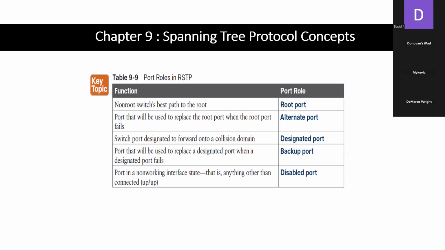So let's take a step back. The root port that we learned about in regular spanning tree can have a backup port, which is the alternate port. And the designated port can have a backup port, which is the backup port. Last but not least, we have the disabled port, a port in a non-working interface state, that is, anything other than connected up.